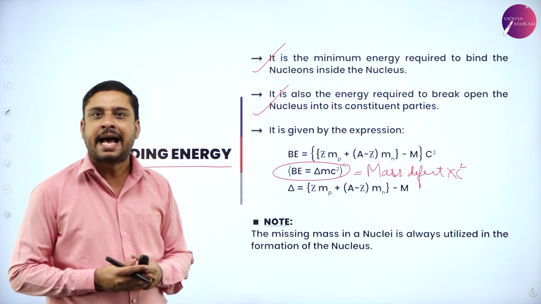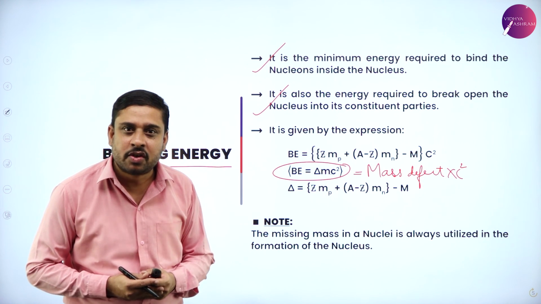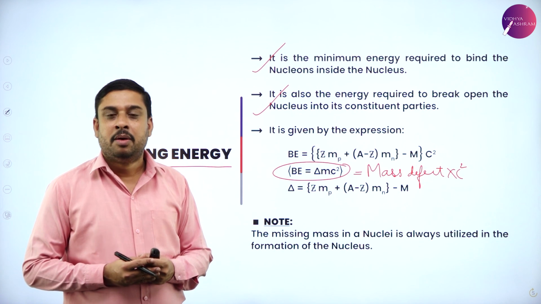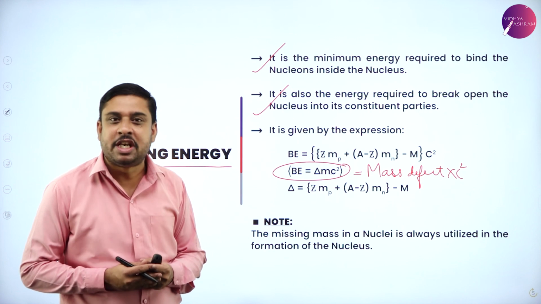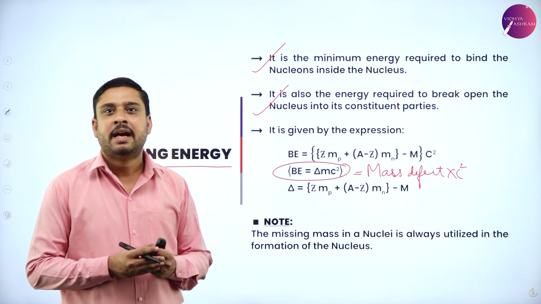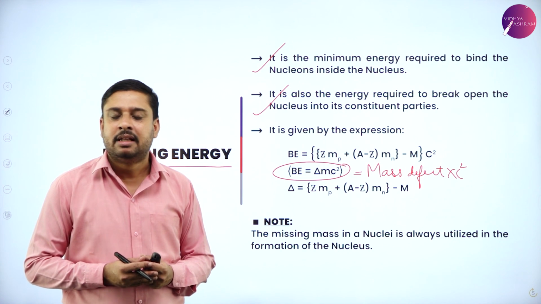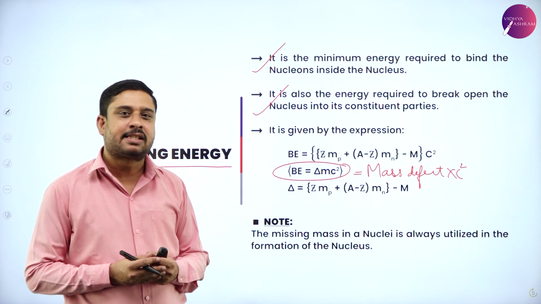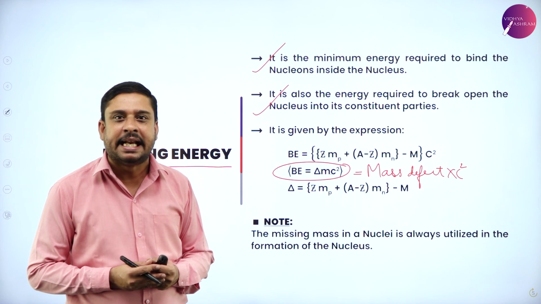So in today's class, we have understood about electron volt, Einstein's mass energy dependence, mass defect, and binding energy. In the next session, I'll come with a very important, interesting topic called binding energy curve.